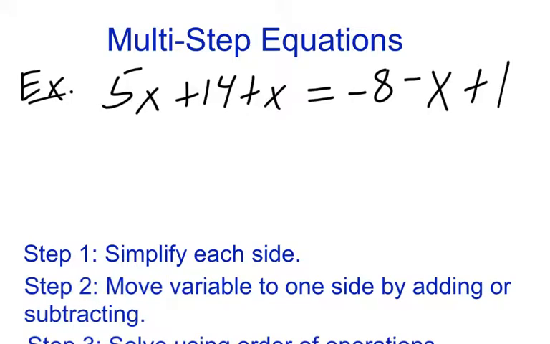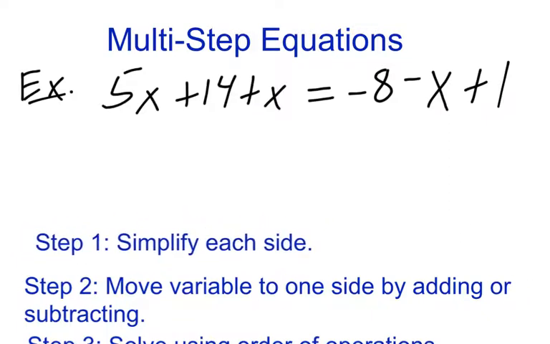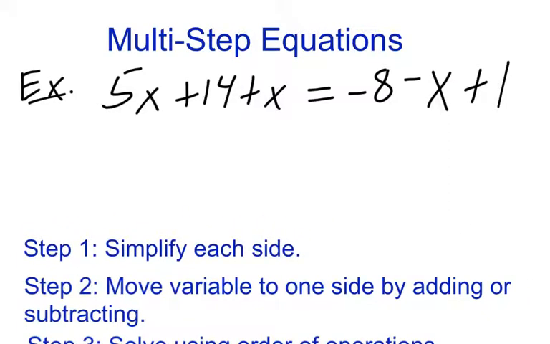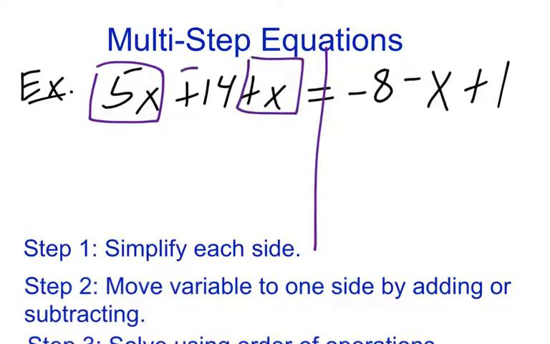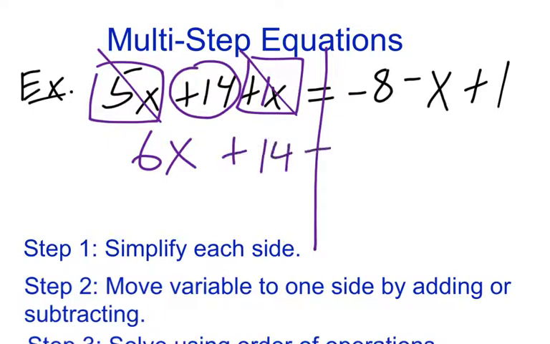Alright, when solving multi-step equations, your first step is to simplify each side. So right now I'm going to box and circle my 5x, and I'm going to draw that line to show I'm just going to simplify the left side first. So I'm boxing the 5x and the x, that's really 5x plus 1x, which is 6x. I'm done with those, so I'll mark them off. And then I just bring down the plus 14. Now I've simplified the left side.